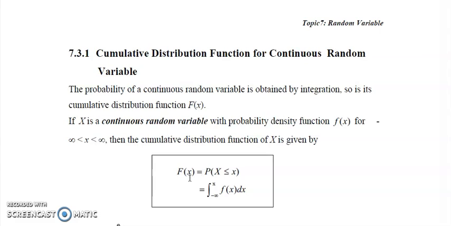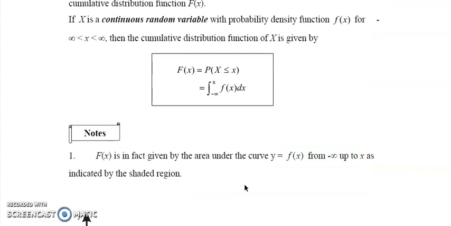Over here, the CDF we are going to represent as a capital F of x, and it is the probability of the random variable X less than or equal to x, which is defined as the integration of the PDF with respect to x, from negative infinity to x. If we try to look at here, we have some notes.